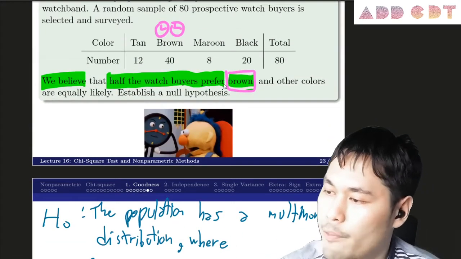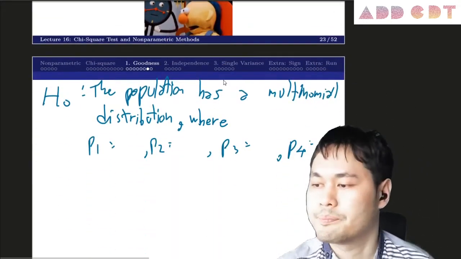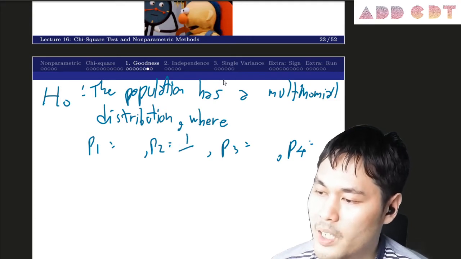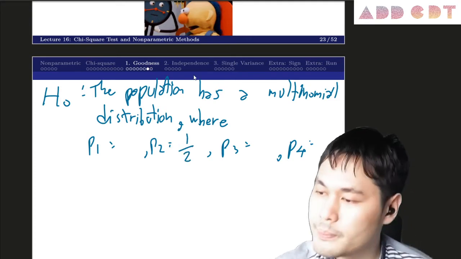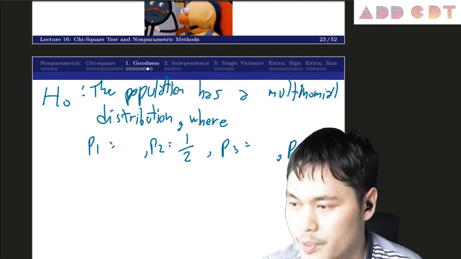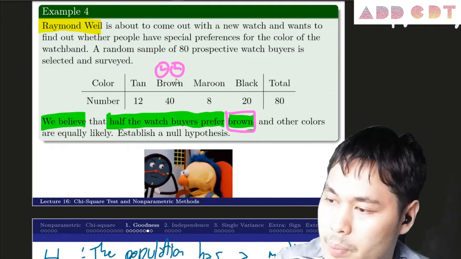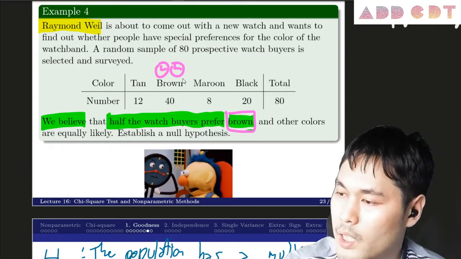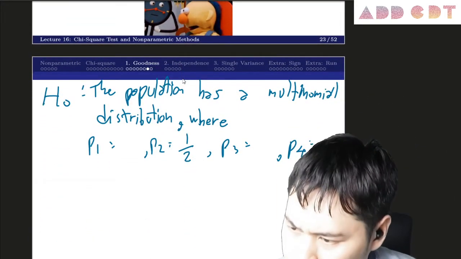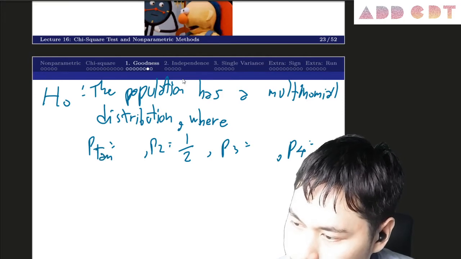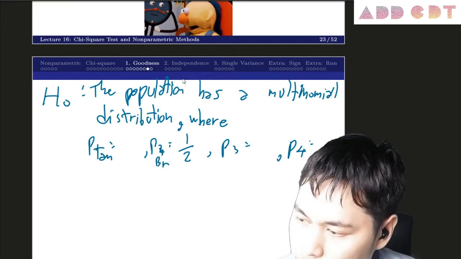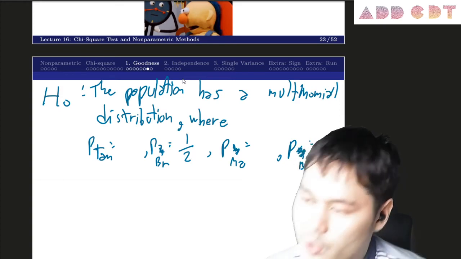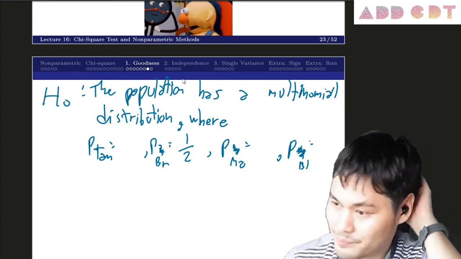So we believe that half of them would prefer brown. So we believe that it is a half. Maybe we believe we have a 50% chance of picking a watch buyer that prefers brown. And we have brown, maroon, black. Let's do it this way. We have brown, we have maroon, and we have black. Okay, here we go. That's less ambiguous.